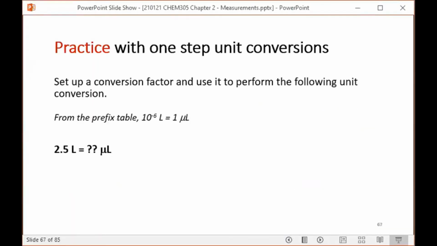Okay, let's do another one. Let's go from 2.5 liters to microliters. And I give you a big hint here from the prefix table: 10 to the negative 6 liters equals 1 microliter. So we're given 2.5 liters, and we want to find microliters. So I'm going to set up a little plan.